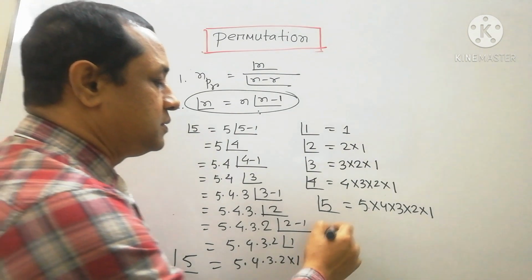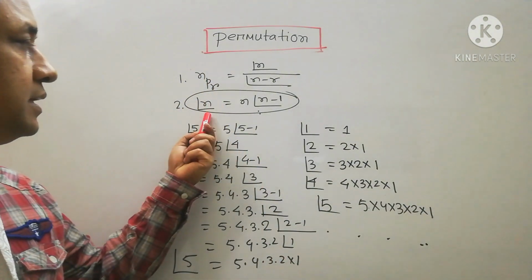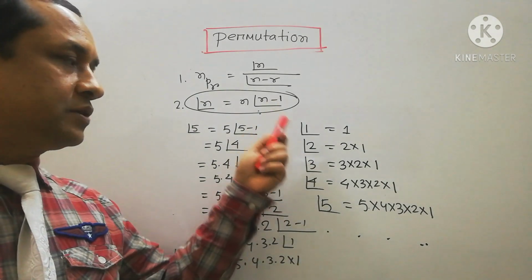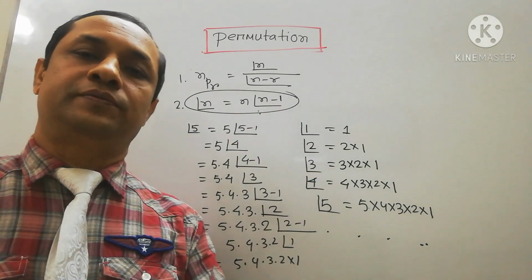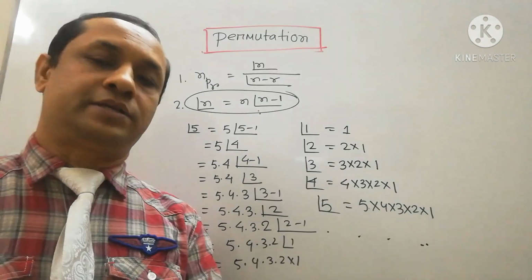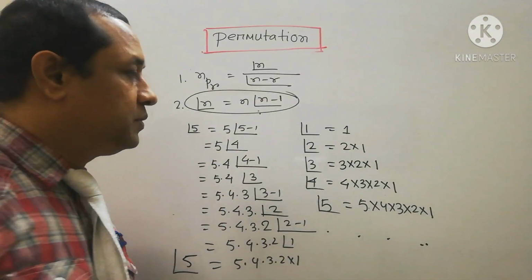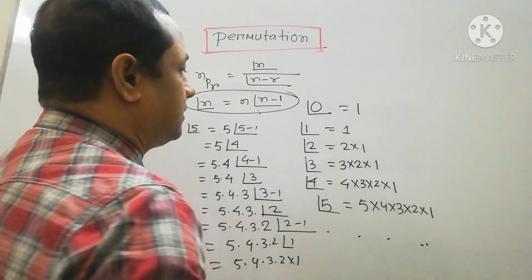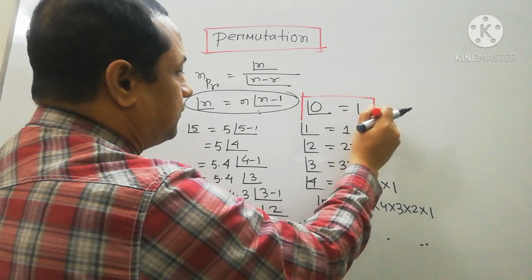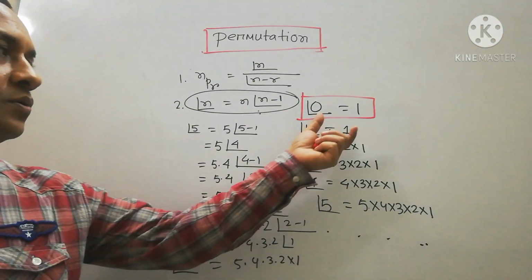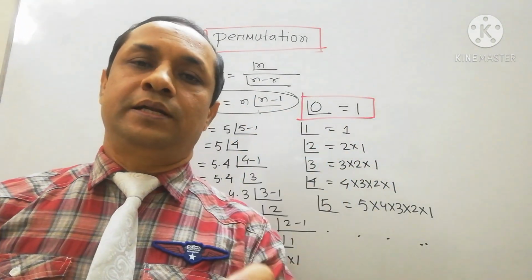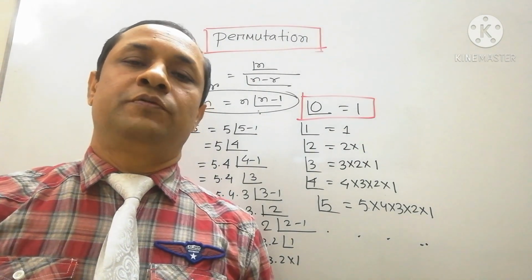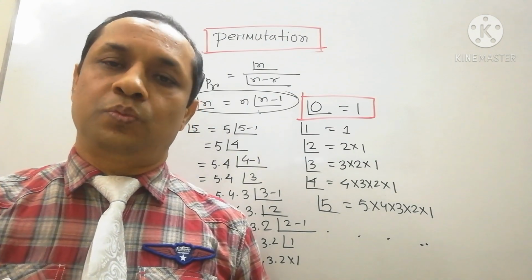And so on, just using factorial n equals n into factorial n minus 1. So we have factorial 1, factorial 2, factorial 3, factorial 4, factorial 5, etc. And a special case, we know that factorial 0 equals 1. This is an important condition. Student, memorize it: factorial 0 equals 1.